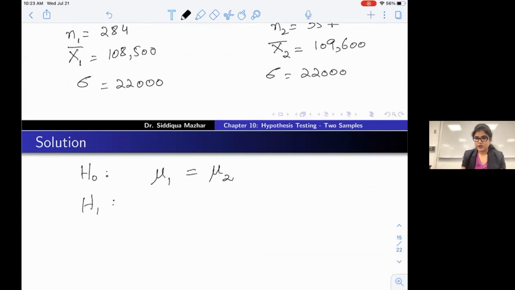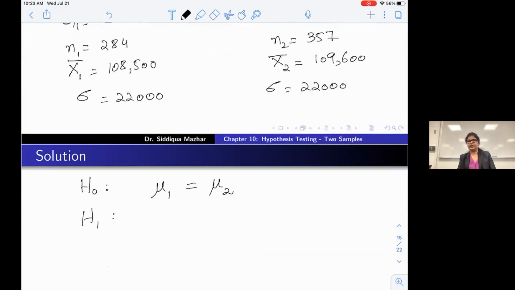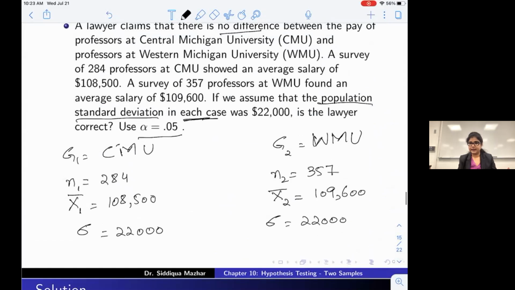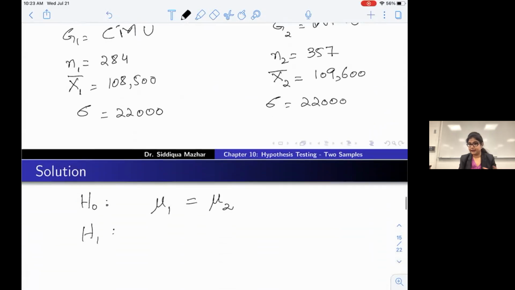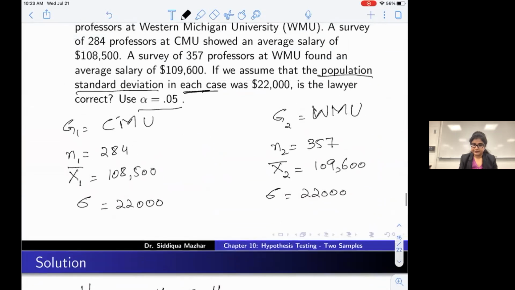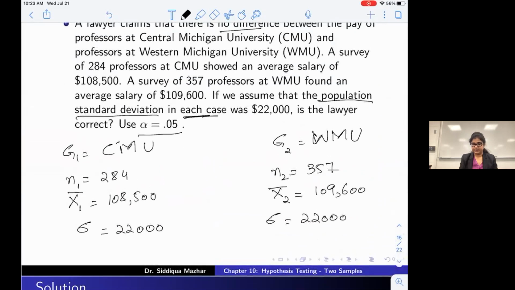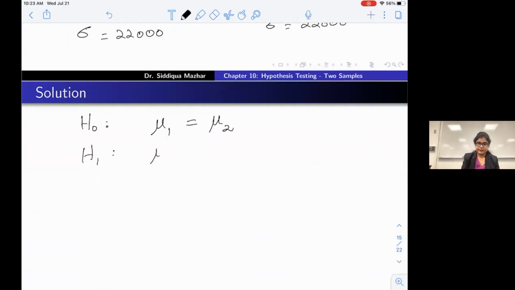So what is my alternative hypothesis? The alternative hypothesis is actually the opposite of my null hypothesis statement. As nothing is given in your question saying that the average salary of Central Michigan professors is greater than the average salary for Western Michigan University, nothing like this is written. So it means you just have to reject or accept this claim. So I am writing the alternative hypothesis as mu1 is not equal to mu2. Like the average salary for Central Michigan University is not equal to the average salary for the Western Michigan University professors.